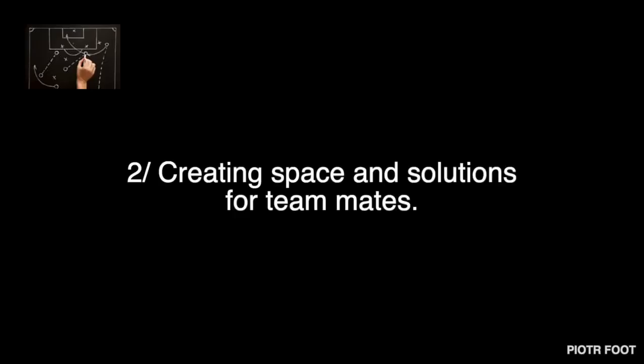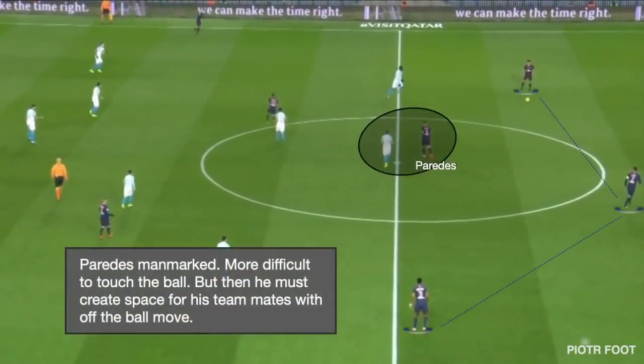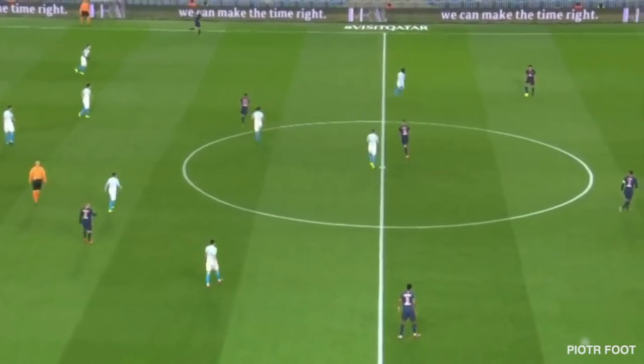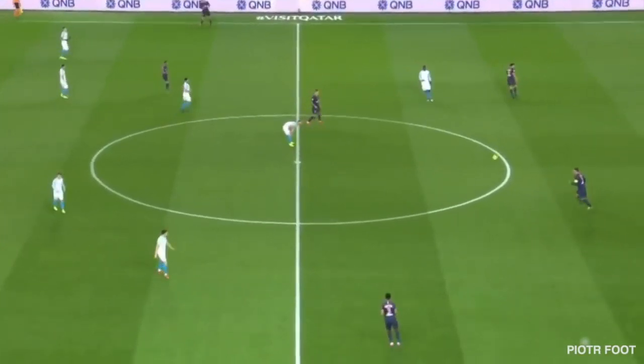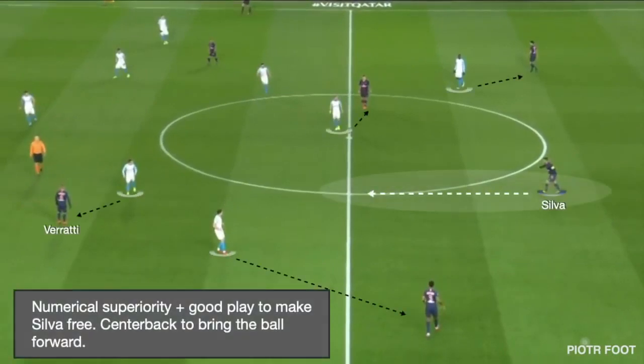The second task of a number 6 is to create space and solutions for his teammates. Here, Paredes is man-marked, which makes it way more difficult for him to touch the ball, but then he must move smartly to create space around him. There's superiority and a good move to make Silva free. The centre-backs must bring the ball forward now.